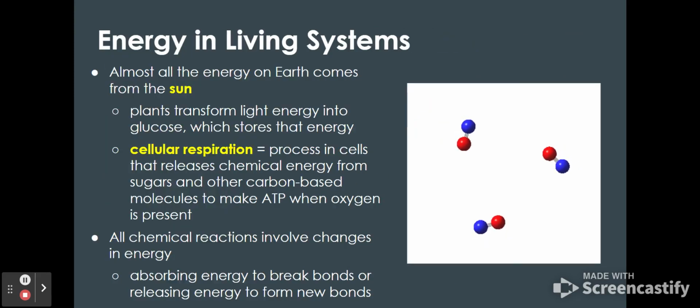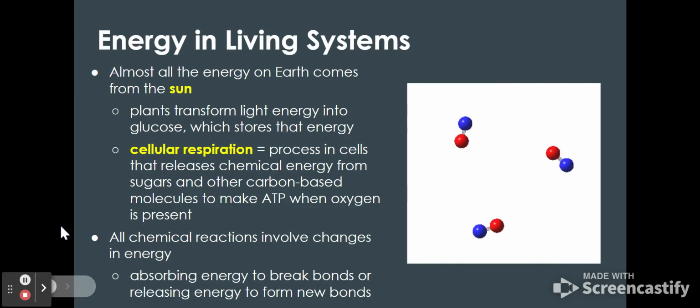Now, most of all the energy on Earth comes from the sun. Plants transform light energy into glucose, which stores that energy. Cellular respiration is that process in the cells that releases chemical energy from these sugars and other carbon-based molecules to make ATP when oxygen is present.